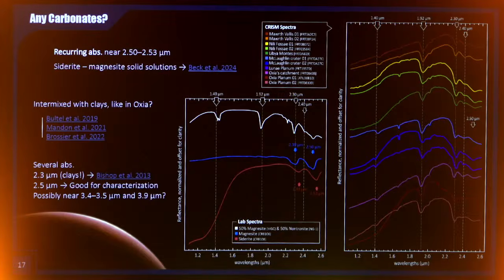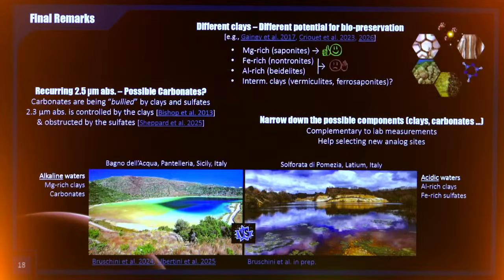For this, we will need to investigate this absorption at 2.5 a bit more, and maybe also explore the spectral signature beyond the 3 micron range. The 3 to 4 micron range is very hard and challenging to understand, but still we can see a few things. So this will be for the future. I wanted to finish with this, in fact.